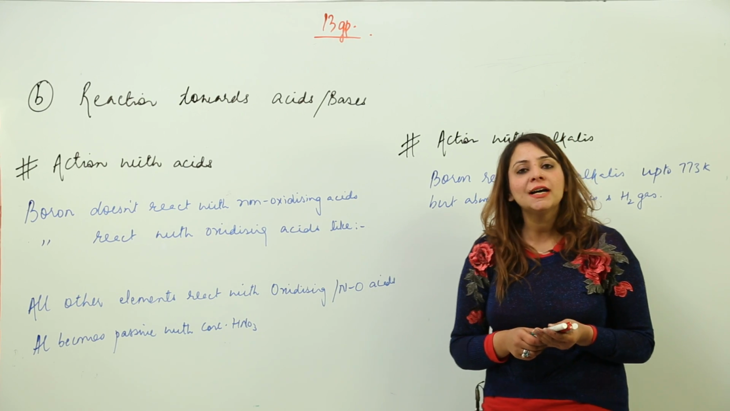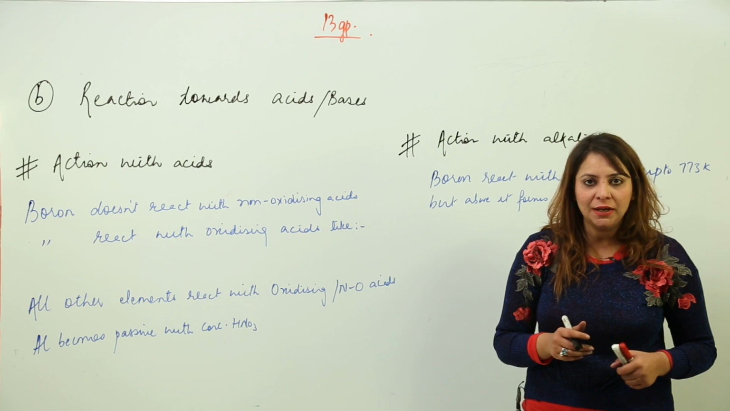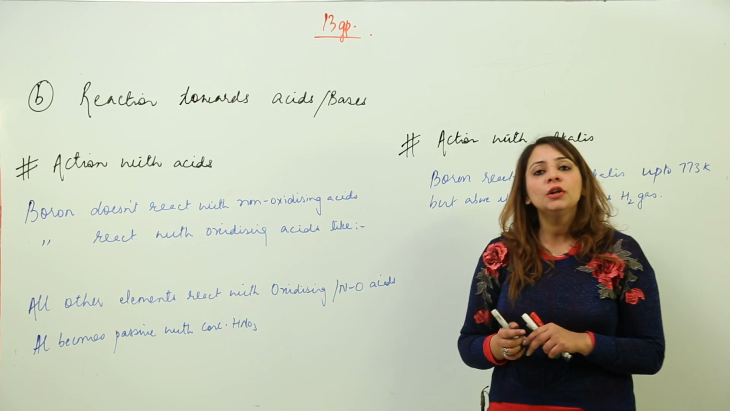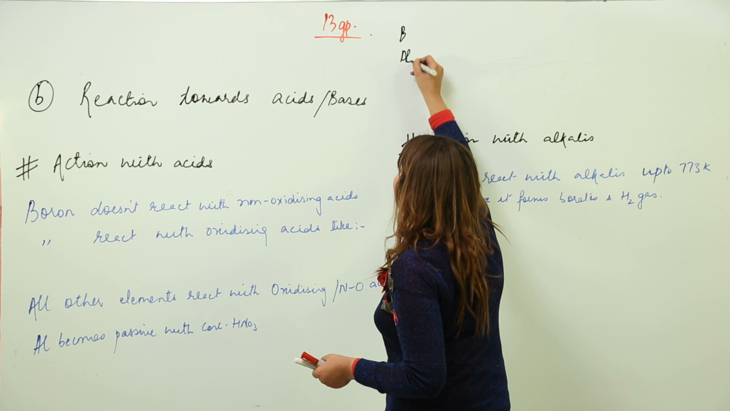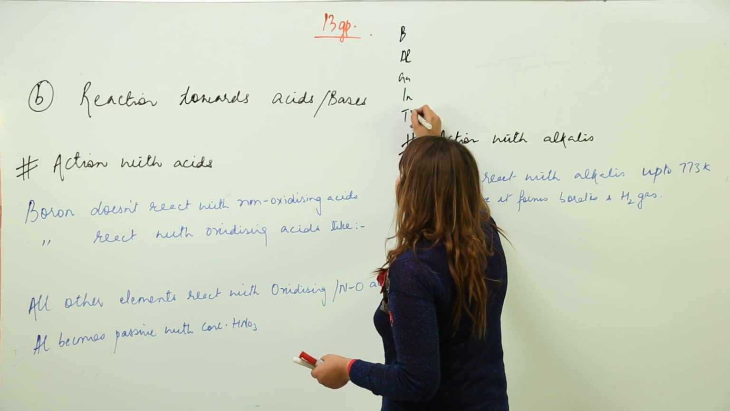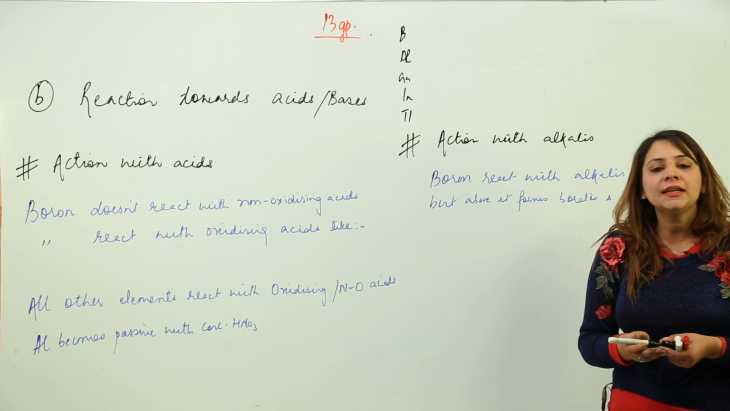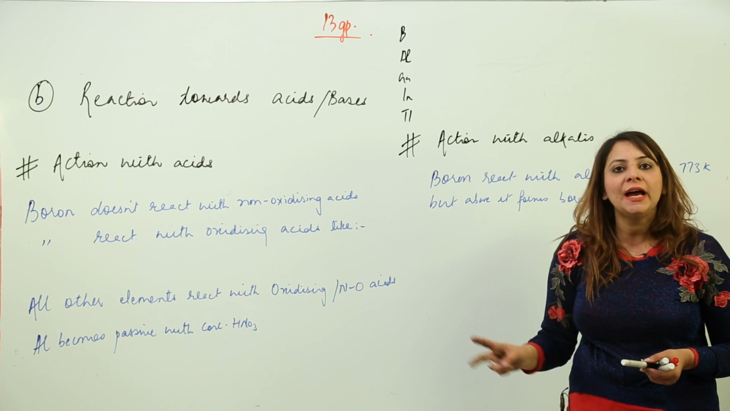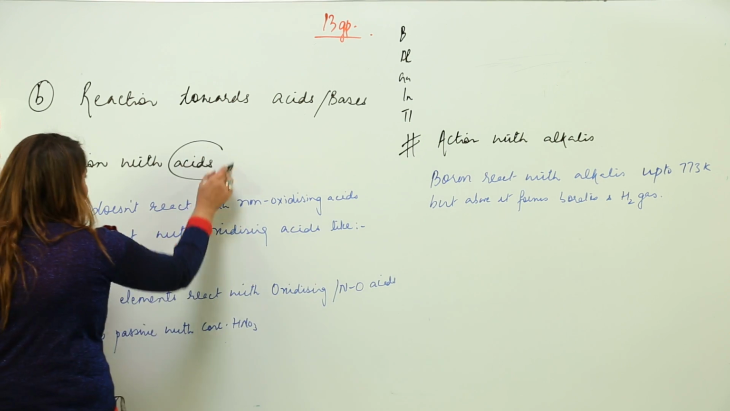Now we are going to start with another property, that is the reaction towards acids and bases. Just to recall, we know that the boron group, the 13 group family, is boron, aluminium, gallium, indium and thallium. What we are going to do is react them with acids, and we will show a reaction with bases also. First we will start with an acid.